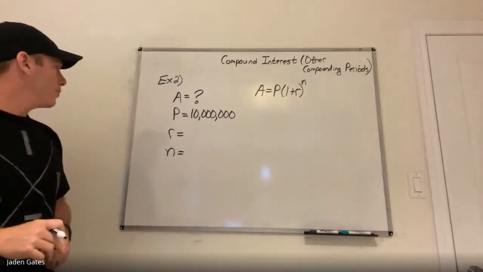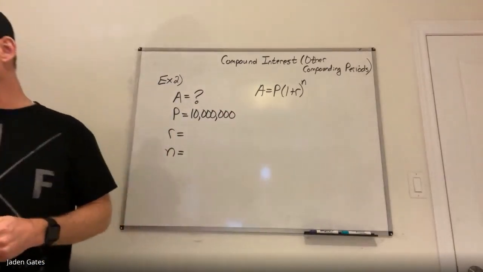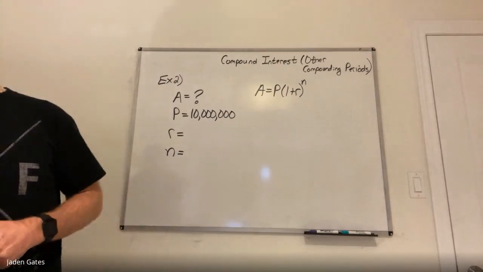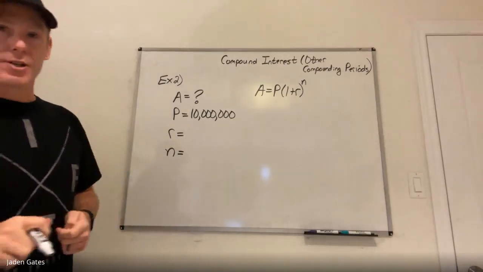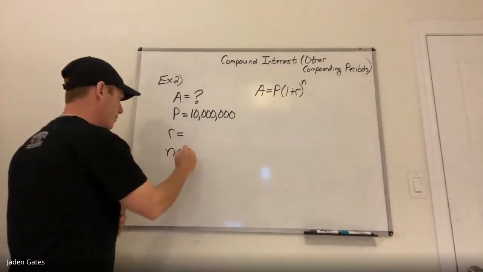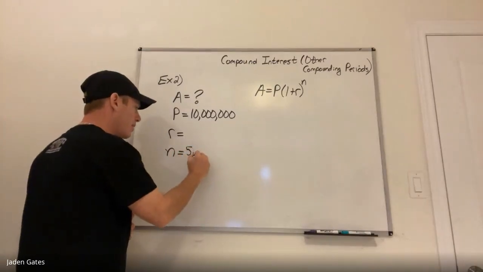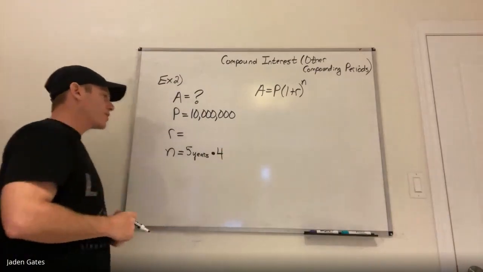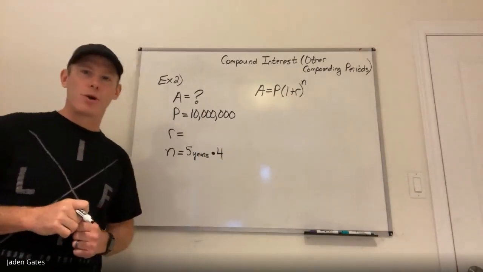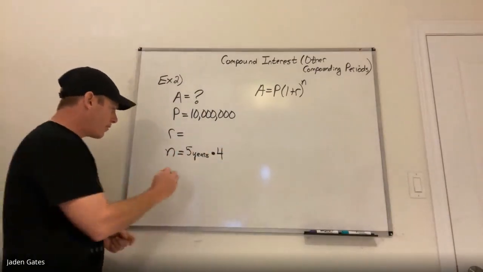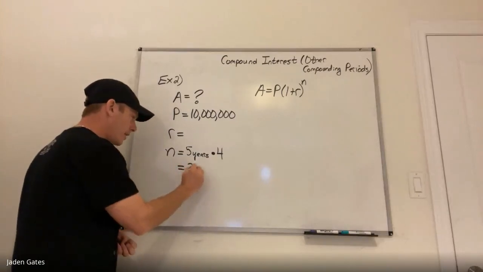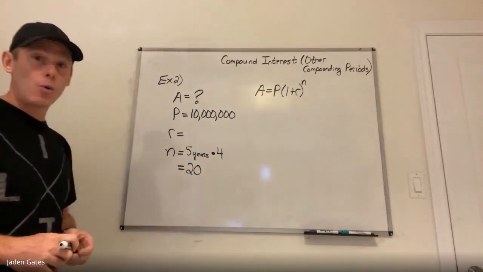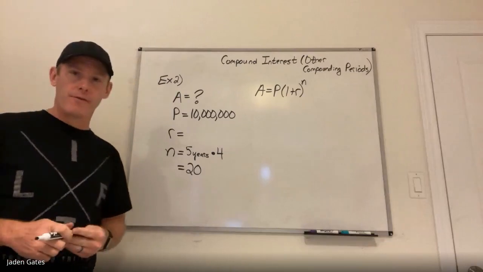Now, we're going to start with N. This is in quarters over 5 years. So 5 years, but because this is compounded quarterly, the interest is added 4 times for each one of those years. And so the net amount of times the interest is going to be added is 20 times over 5 years.